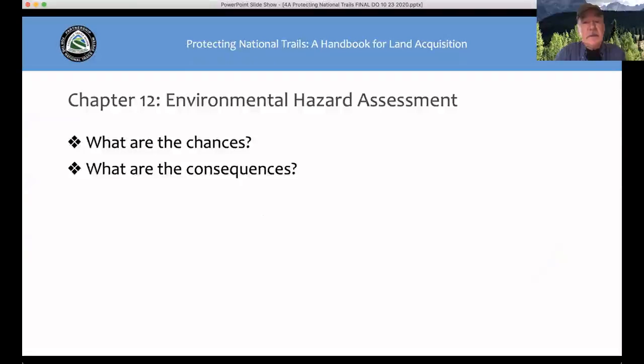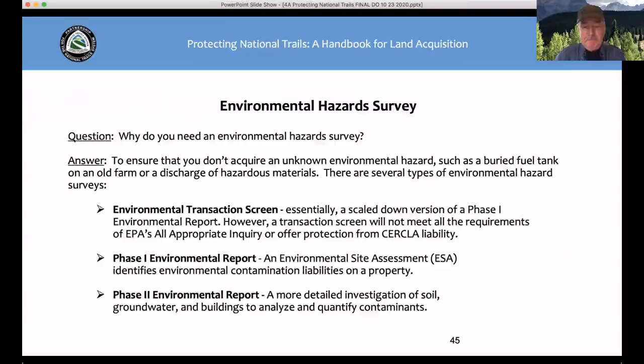Chapter 12, environmental hazard assessment. This is a no-brainer, right? Well, you would think so. It's not. You should at least do an environmental transaction screen. And if a transaction screen identifies any potential issues, do a phase 1 report, and you can go to a phase 2 report. There's even a phase 3 report in which the investigation identifies what actually needs to be done to remediate the property.